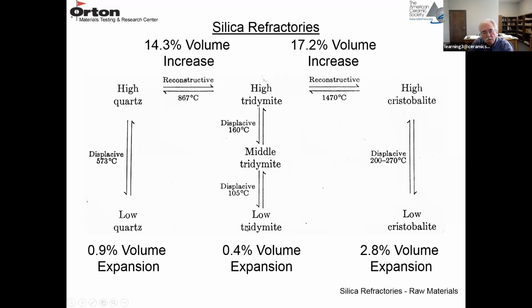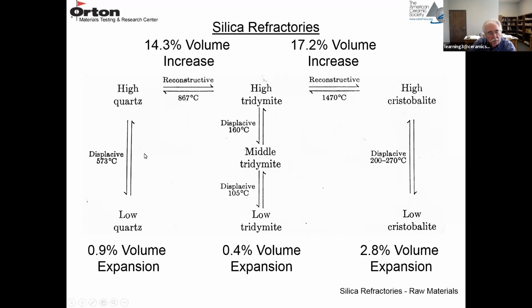Quartz is a low temperature form. Tridymite and cristobalite are the high temperature form. So quartz is the raw material. To use quartz as a refractory, you convert it to tridymite or cristobalite. And there's a transformation, again, a displacive transformation for cristobalite going from low to high, and that takes place in this temperature range, 200 to 270 degrees C, has a bigger volume expansion, 2.8%.